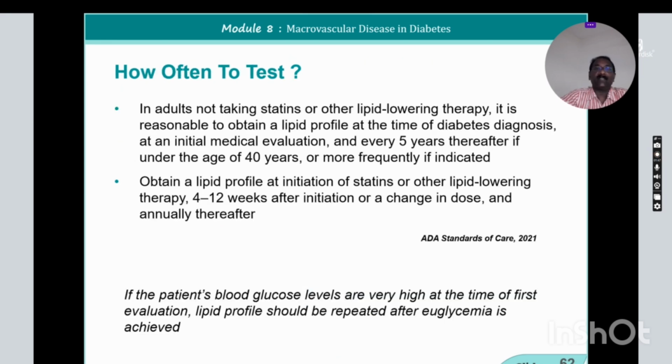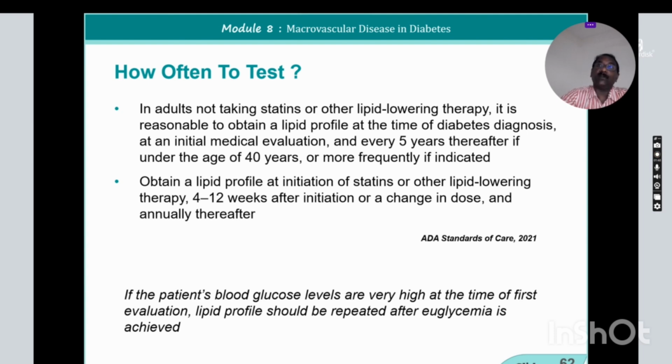So how often to test? The first answer is you need not test to start statins in a diabetic individual. That is the first take-home point. All diabetics need a statin unless otherwise contraindicated. So all high-risk diabetic individuals, diabetes plus hypertension, diabetes plus obesity, diabetes plus smoking, diabetes with a strong family history of vascular events, even without the lipid profile, you can start the statins.